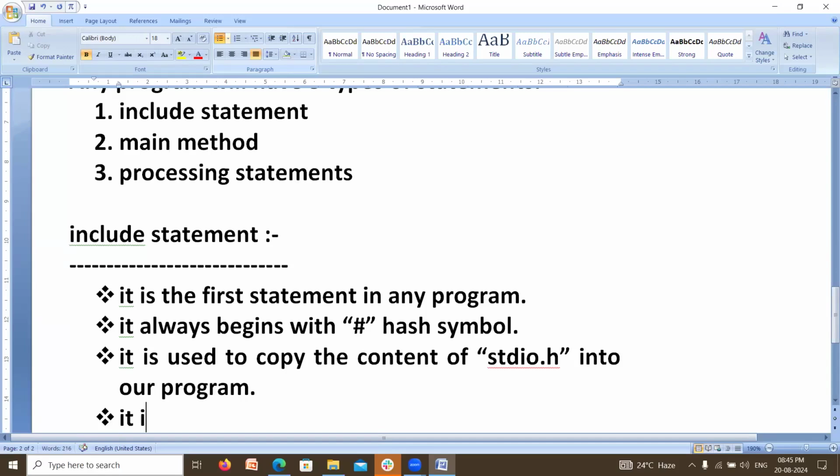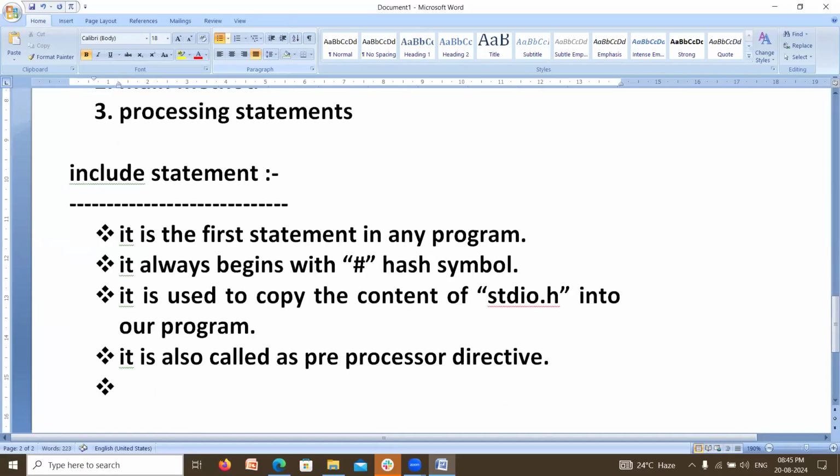This line is also called, it has one more name, preprocessor directive. Why is it called preprocessor directive? We need to understand the logic here.